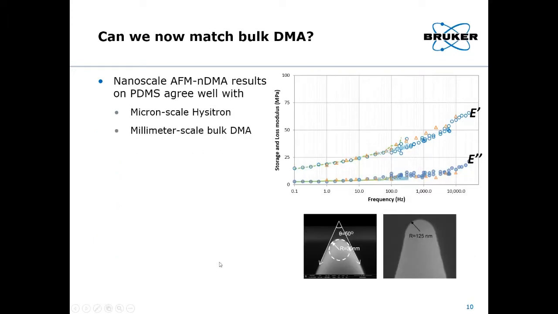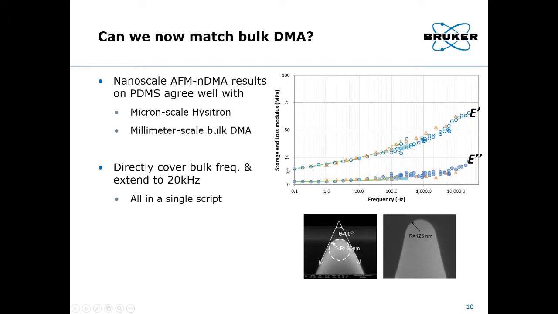Now the question is, now that we've done all this, can we actually match the bulk DMA? Well, we compared our results between the AFM-nDMA and a bulk measurement, and also a nano indenter. The blue circles here are our AFM-nDMA results. The top is the storage modulus, and the bottom is the loss modulus. Now, the Hysitron is actually in blue crosses right here on top. And then the bulk DMA is the green lines. So you have a green dashed line and a green solid line for the loss modulus. And you'll notice that both of those end at about 300 hertz.